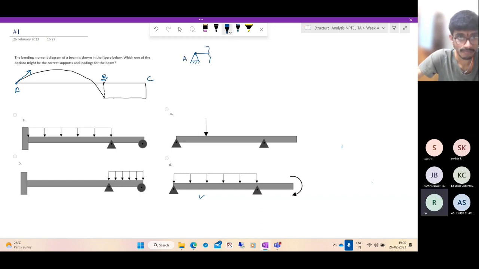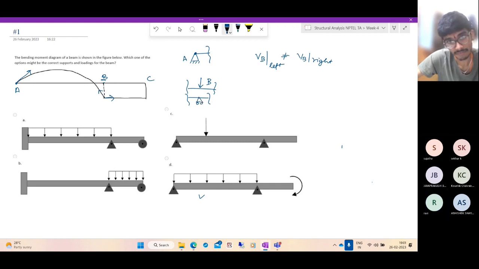At B, what do we have? At B, the left side slope is different. Moment is continuous, but the left side slope is different from the right side slope. What does it mean? If there's a discontinuity in the shear force, it means there's a point load or a support. There's a concentrated load acting there. So at B, we have either something like this or like this. One of these two is there.